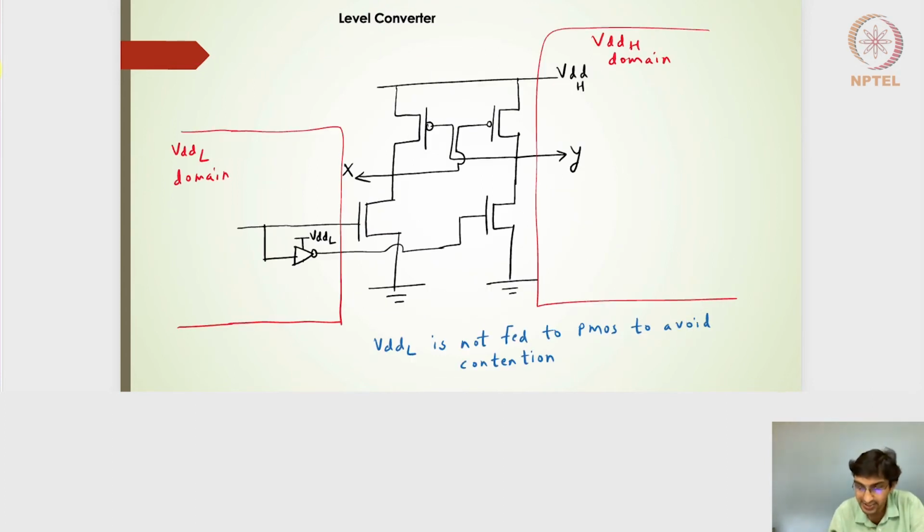Moving ahead, this is the level converter which one will usually find in digital design. Let's say I have a circuit here. It could be an inverter circuit. The output of this circuit is going here.